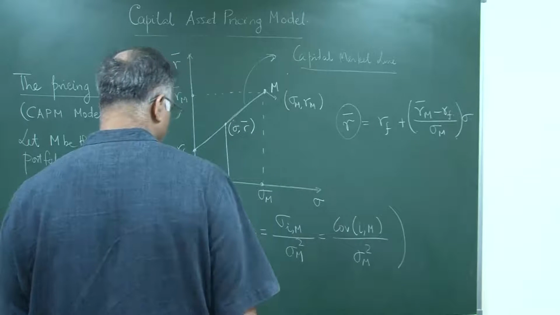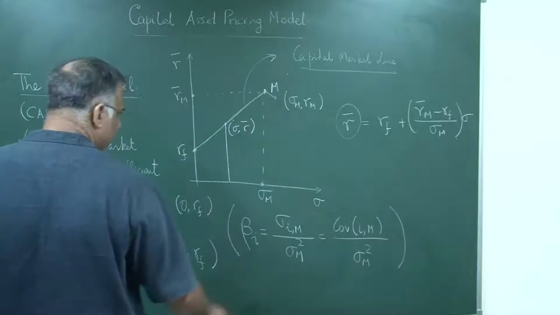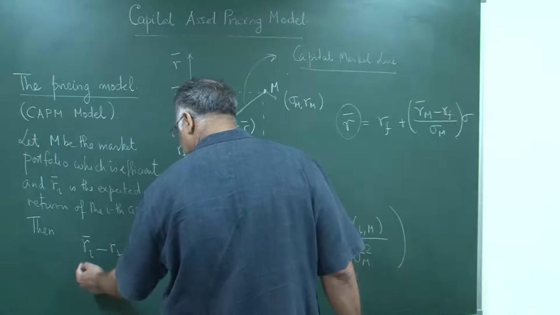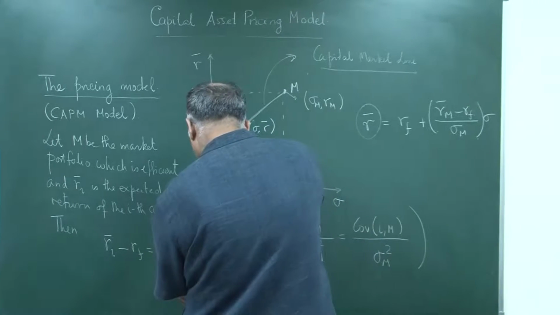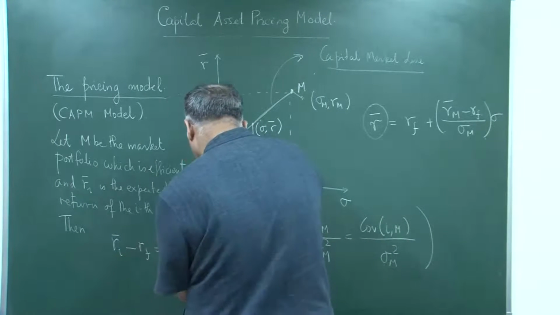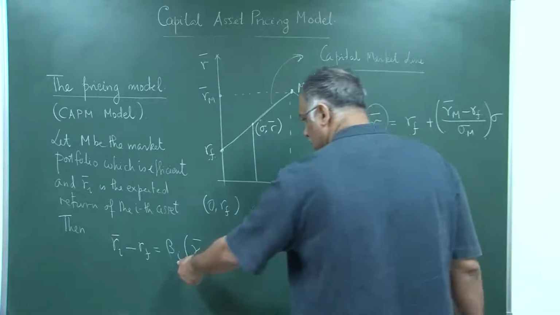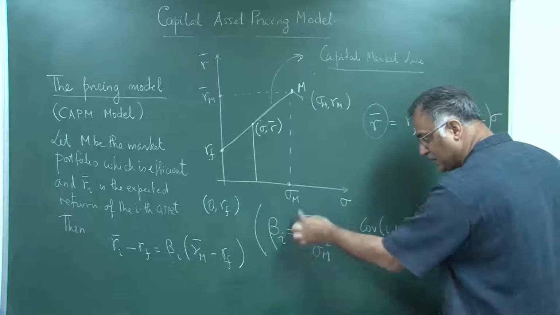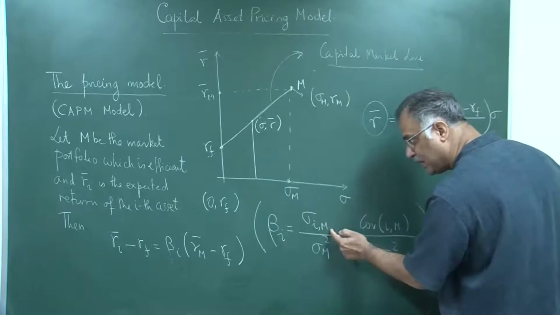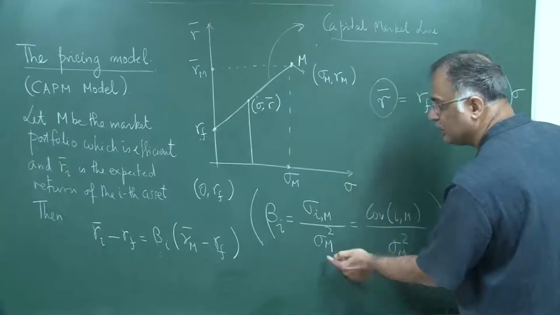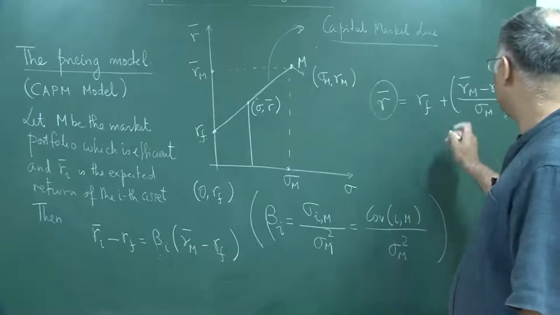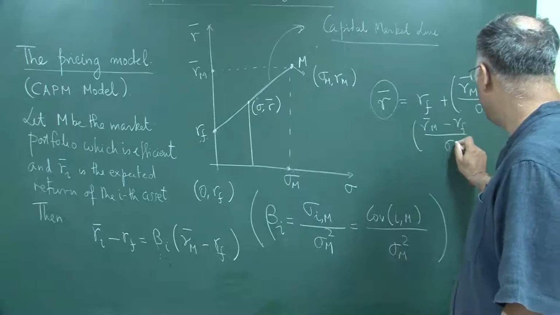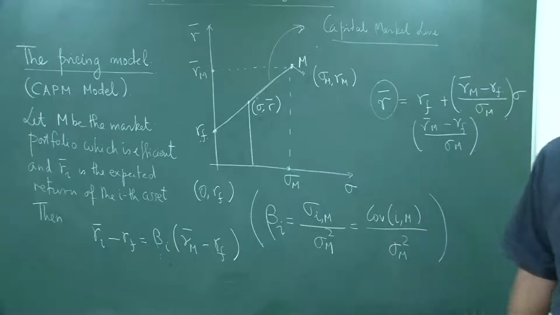How do we get this formula? Beta i is a very important indicator. It relates the risk associated with the asset i to the risk associated with its relationship with the market portfolio, relative to the market portfolio. For example, this term, R bar M minus Rf by sigma M, is often called the price of risk.